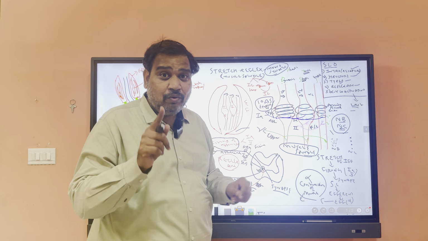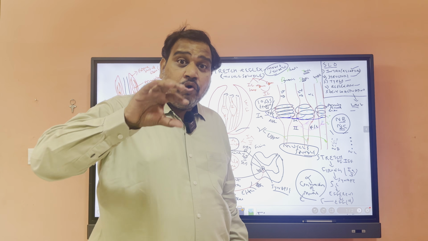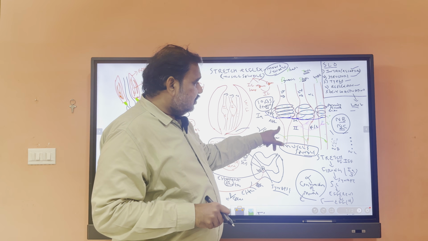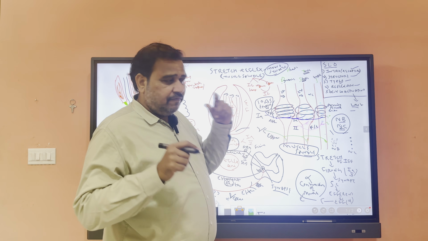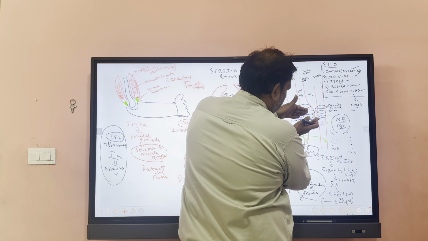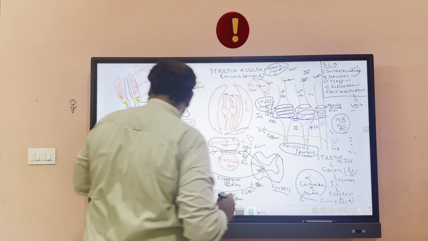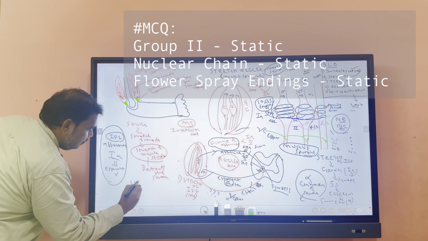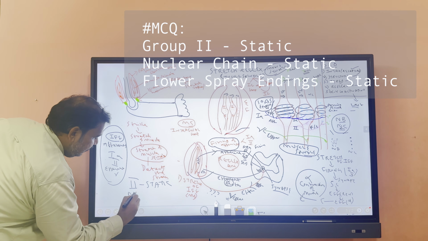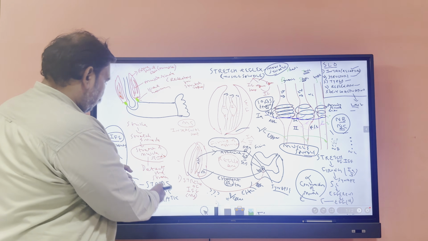So the static nuclear bag fiber is receiving group 2 afferents, whereas the dynamic nuclear bag fiber is not receiving 2. That's the difference you should know. Here no 2, but here 2. See here, this violet color is going only to static nuclear bag and static, or I will write it here. So group 2 is static, MCQ. Nuclear chain is static, which is responsible for maintaining the tone. This also you can remember.